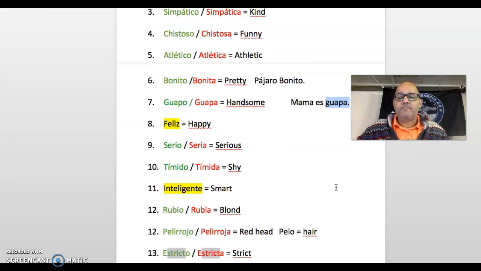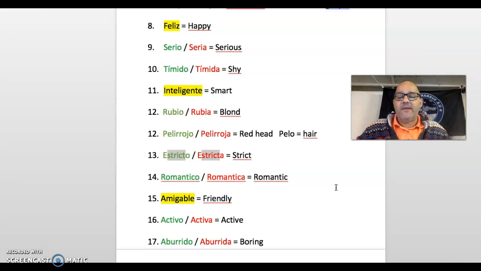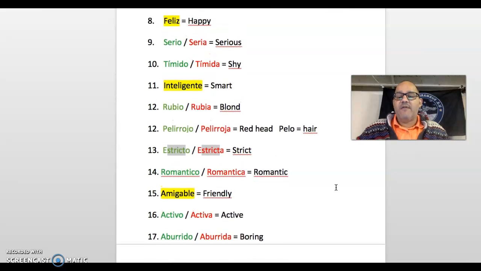All right. The new adjectives that we have are the following: rubio, rubia, blonde; pelirrojo, pelirroja, redhead. All right. Pelo means hair, so I want you to notice rojo or roja, that means red, and peli is kind of like the same as pelo, which means hair. All right. Pelirroja, pelirrojo, that means redhead.